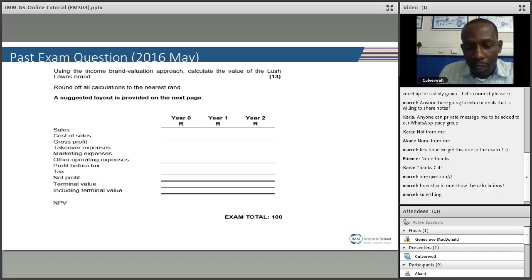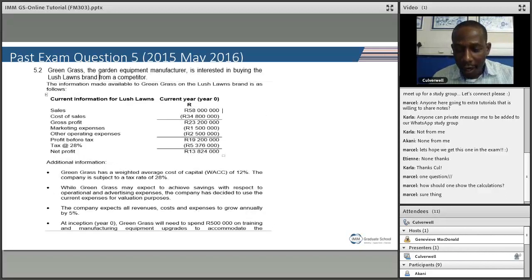I want to talk around year 2 and year 3 up until net profit, and then I'll go down the last 2 elements. So now you've got your net profit for year 0. We now need to move on to year 1. I'll come back to this statement: the company expects all revenue, cost, and expenses to grow annually by 5%. So the figures that I have in year 0, I'm going to escalate them at 1.05.